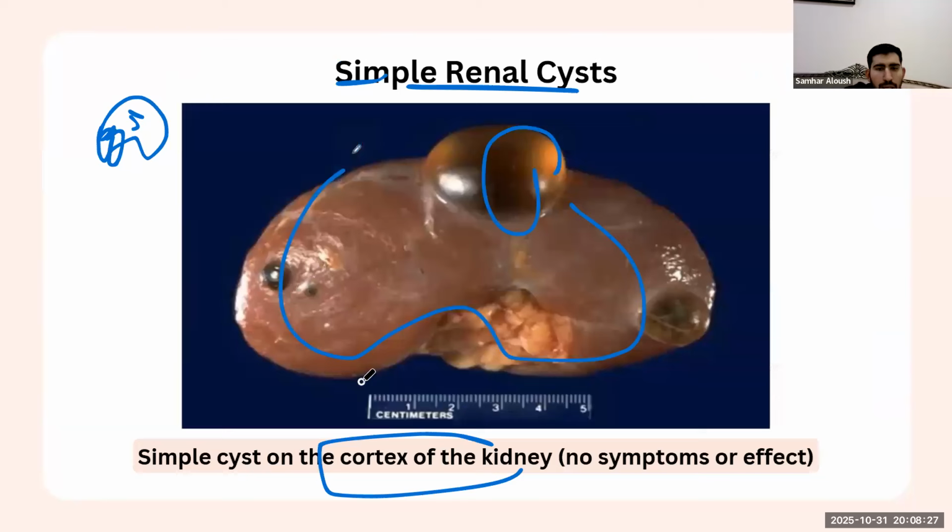For one last time, here we have a cyst on the kidney. It's very benign, it doesn't do anything. We have four classifications of it. One is just a ball, with nothing in it.